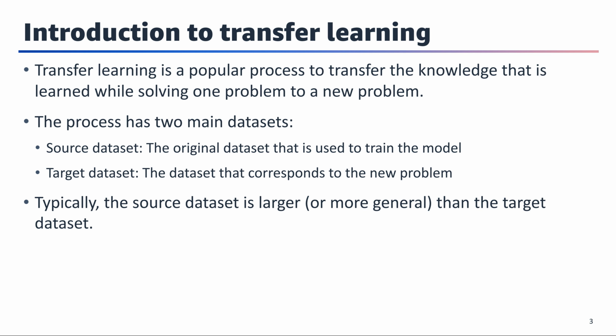Transfer learning is a popular process to transfer the knowledge that is learned while solving one problem to a new problem. The process has two main datasets: the source dataset, which is the original dataset used to train the model, and the target dataset, which corresponds to the new problem. Typically, the source dataset is larger or more general than the target dataset. This allows the model to leverage the knowledge gained from the larger source dataset and apply it to the specific target task, often leading to better performance and faster convergence compared to training from scratch on the smaller target dataset alone.